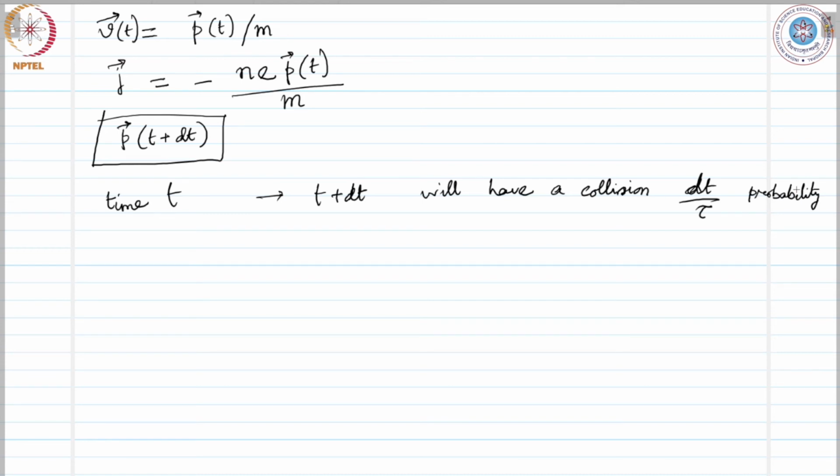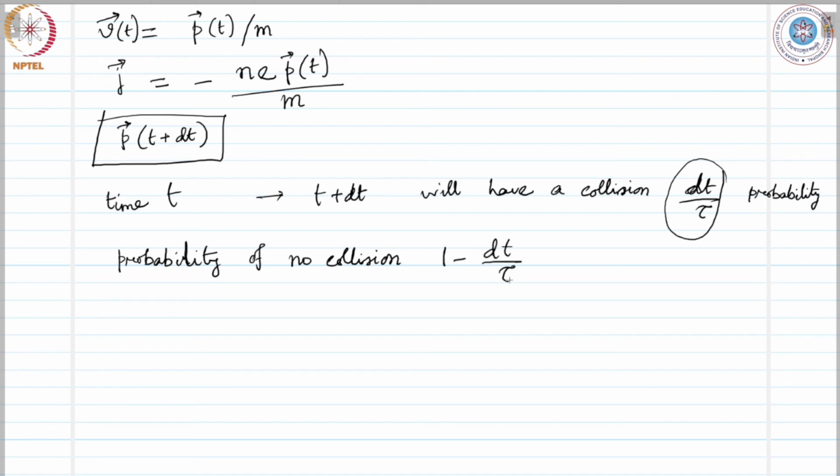Now, if this is the probability of having a collision, then the probability of having no collision within this time interval t to t plus dt, that means surviving without any collision in this time interval, becomes 1 minus dt over tau, simple. And if there is no collision, then the particle, that is the electron, evolves under the external uniform electromagnetic field that we have applied, and it acquires an additional momentum.